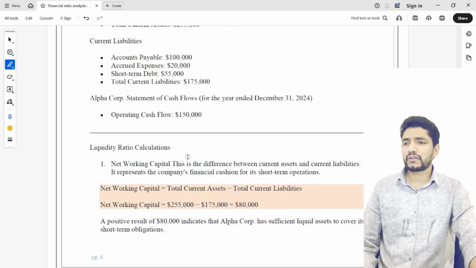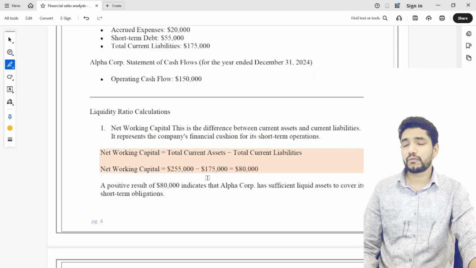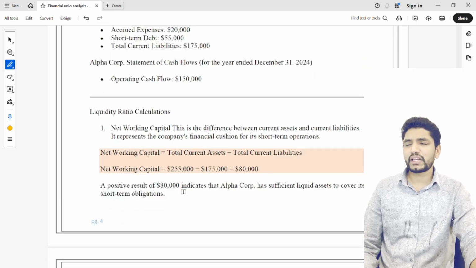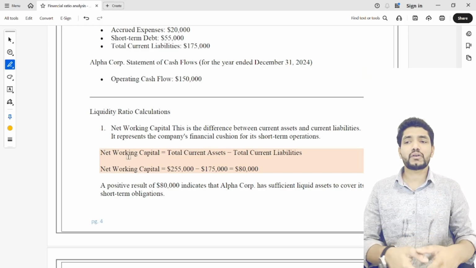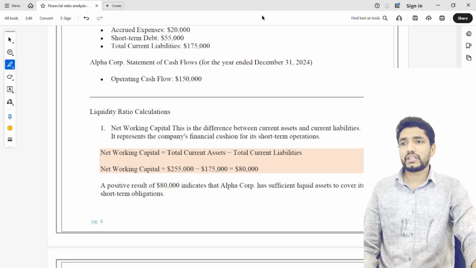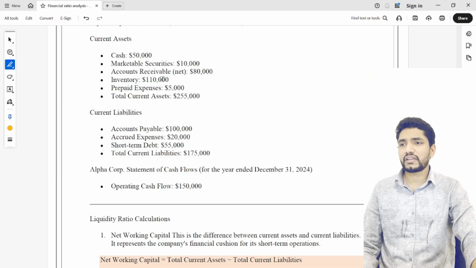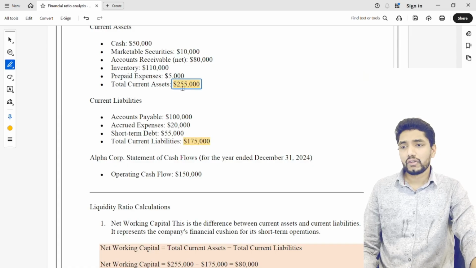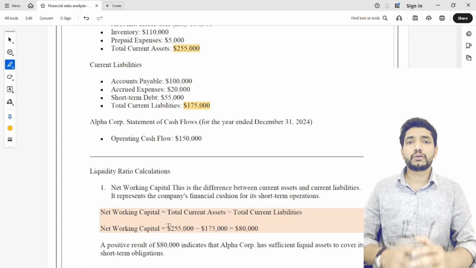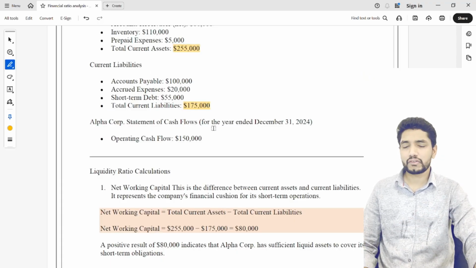So now we are going to calculate the net working capital of this company. What is the formula for net working capital? It is total current assets minus total current liabilities. So it is very easy to calculate. The total current assets in this case is 255,000 and the total current liabilities is 175,000. So the net working capital is 255,000 minus 175,000. That means 80,000.